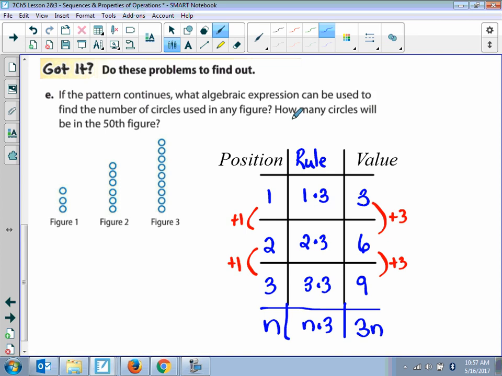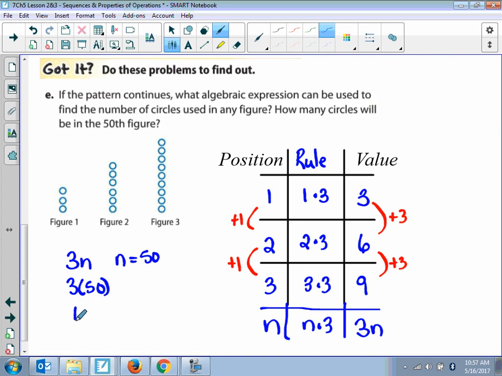So now it says how many circles will be in the 50th. So now we want to evaluate 3n when n is equal to 50. Very good. So now we're just going to substitute. So 3 times 50.